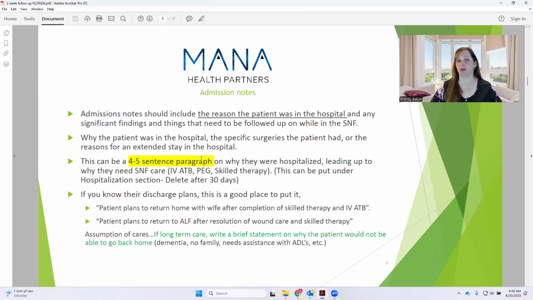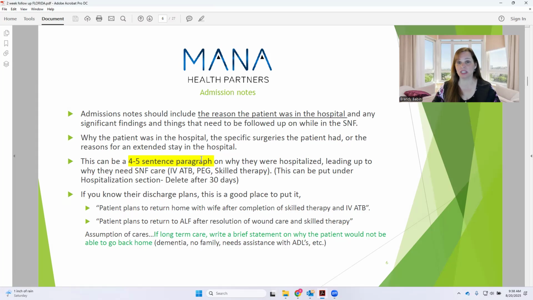Remember, we've talked about admission notes, and I should have given you a couple of examples on here and I didn't, and I apologize. But admission notes include the reason the patient was in the hospital, significant findings, what went on in the hospital, if they had surgery, if they were in there for an extended stay, and then now why are they here in the SNF? So that could be for physical, occupational therapy, for wound care, for IV hydration, IV antibiotics. So why are they in the SNF?